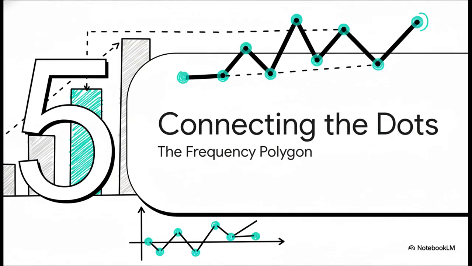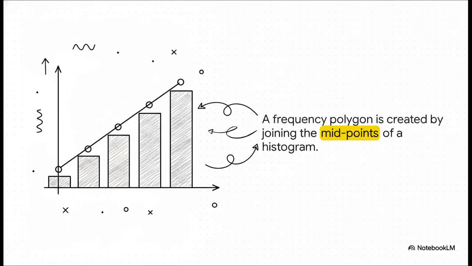All right, let's add one last tool to our kit. If a histogram shows the data in blocks, a frequency polygon shows its shape by connecting the dots. You know, the easiest way to understand a frequency polygon is to just imagine taking a histogram and playing connect the dots with the midpoint on top of each bar. It gives you a really quick, clean visual of the data's shape and how it's distributed.